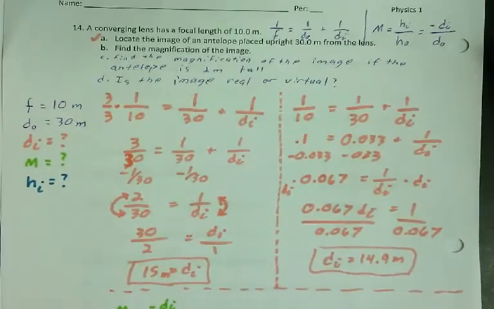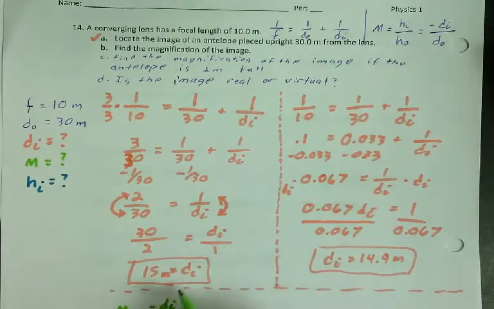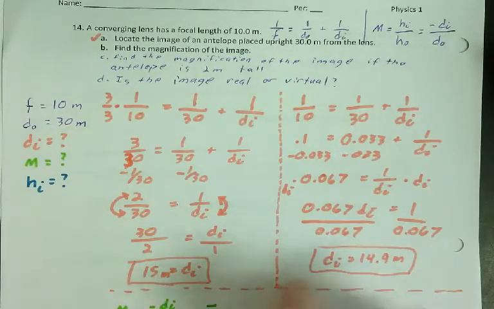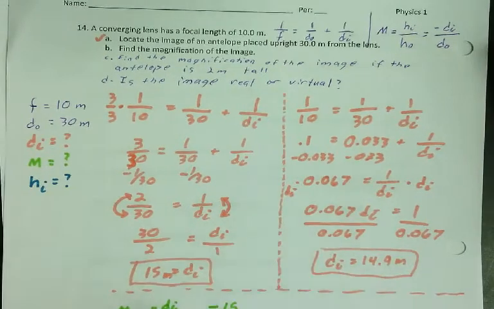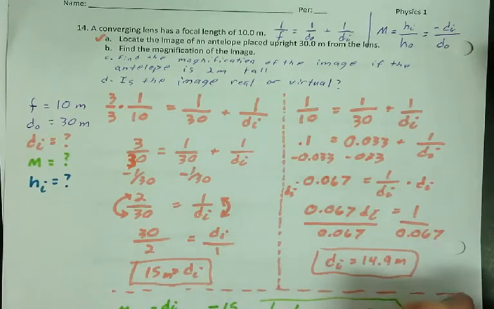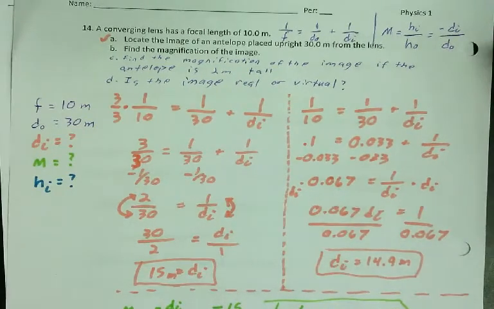So what is di? 15. But the negative is in front of the di, so it's negative 15 over do, which is 30. So the magnification is negative 1/2, or 0.5. That's it. See? Told you it was easy.